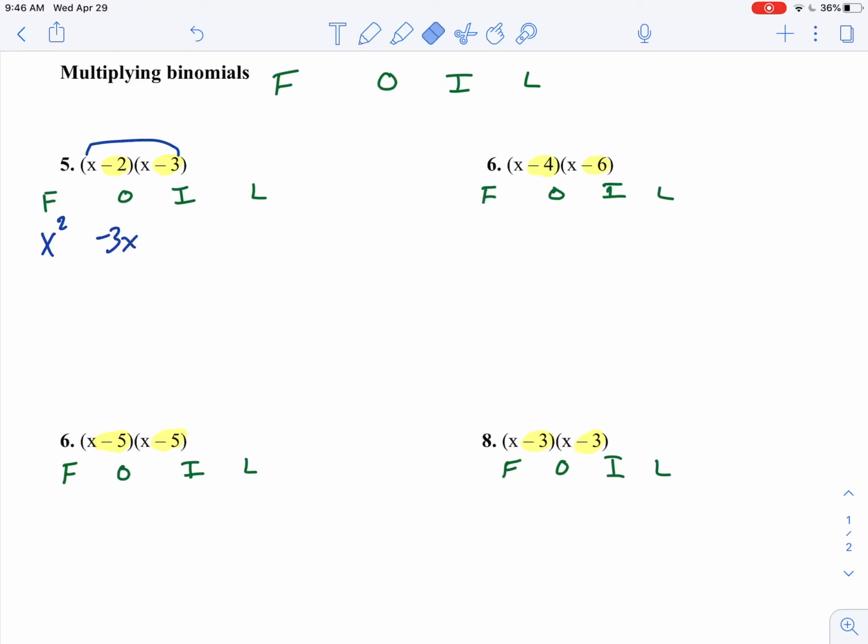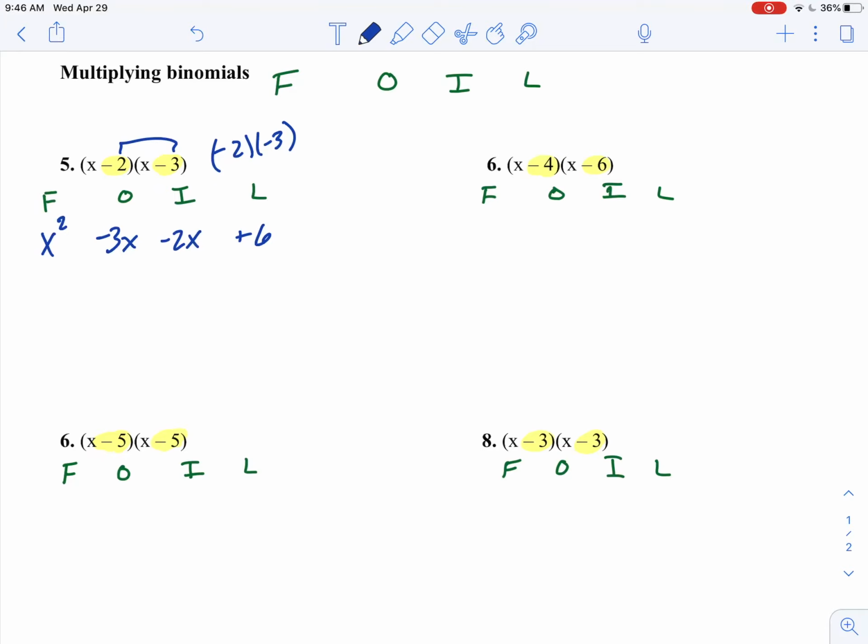Now we'll do the inners. Negative 2x. And now we'll do the last. Negative 2 times negative 3. Negative times the negative is a positive. 2 times 3 is 6.